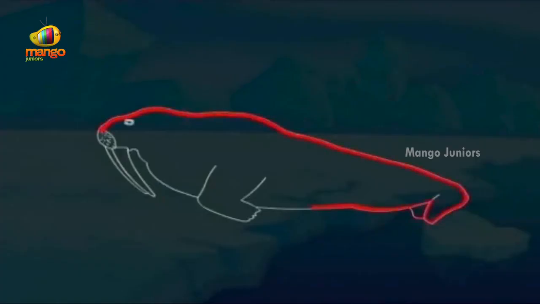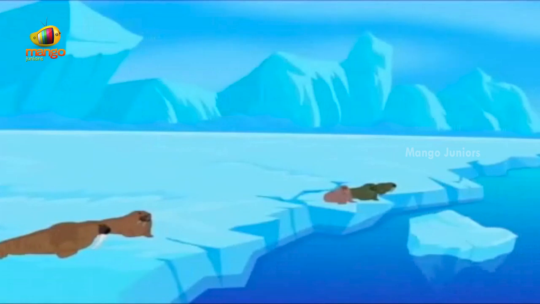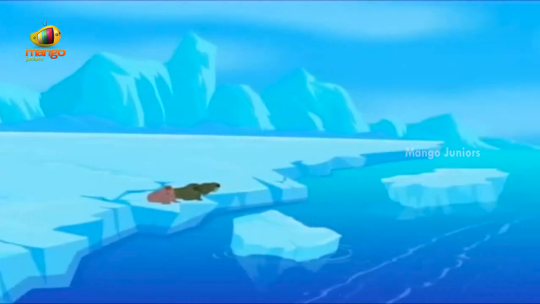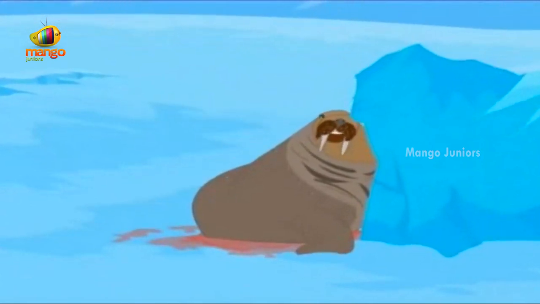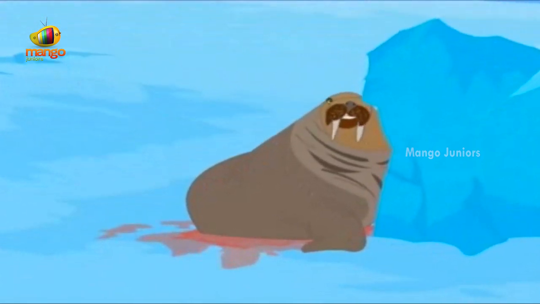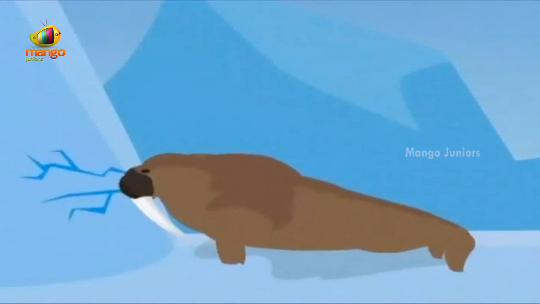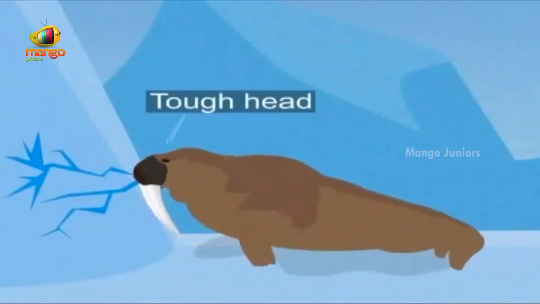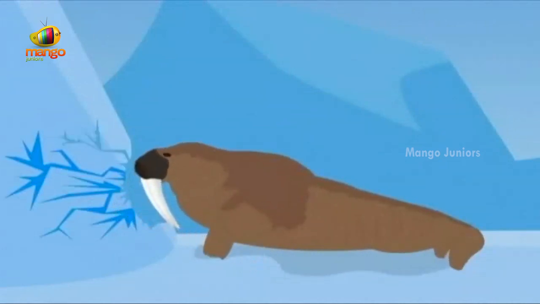Walruses have so much blubber on their body that they risk overheating when they come onto the land to rest and breed in large colonies on the Arctic coast. To lose heat, they blush, and blood flows through the skin, turning their bodies bright pink. Walruses are also so strong that they can use their tough head to bash through ice up to 28 centimeters, that is 8 inches, thick.